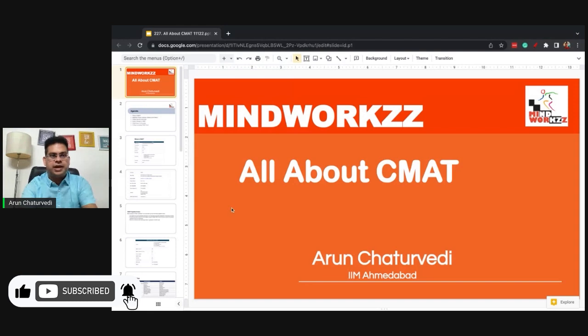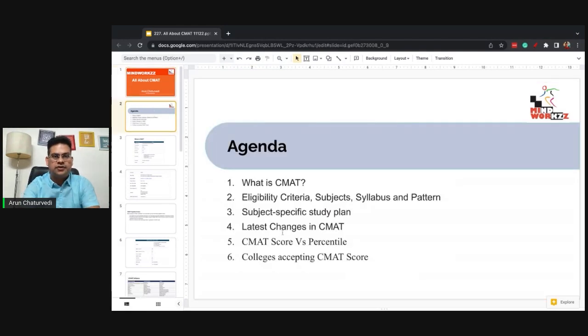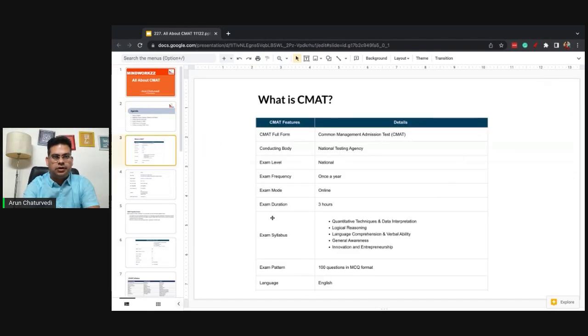So when it comes to CMAT, you need to understand that it is one of the last exams which happen in the cycle, and it is one of the easy exams when you compare it with CAT, XAT, IFT. It is conducted by National Testing Agency. The name is Common Management Admission Test. It is a national level exam, so you can give it from any city, any state in India.